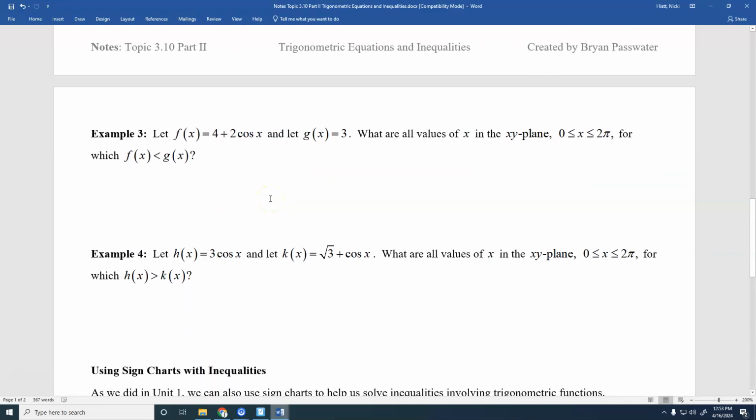Okay, so let's look at example 3. Example 3 is similar to several you had last night. It says let f of x equal 4 plus 2 cosine x and g of x equal 3. What are all values in the xy plane from 0 to 2 pi for which f of x is less than g of x? Last night, you had similar expressions, but there was an equal sign in between that f of x and g of x. Now, we just need to take f of x, plug it in over here. We need to take the g of x, plug it in over here. That will look like this. 4 plus 2 cosine x is less than 3.